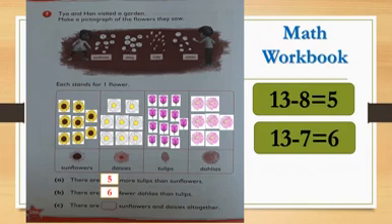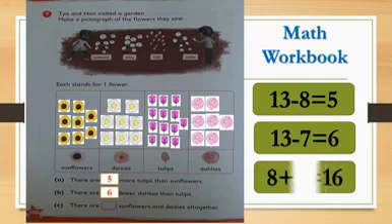Okay, letter C. There are blank sunflowers and daisies all together. So when we say all together, kids, we're going to add. So how many sunflowers do we have? Okay, we have 8. And how many daisies? We also have 8. So 8 plus 8 is equal to, correct, it's equal to 16. Very good.